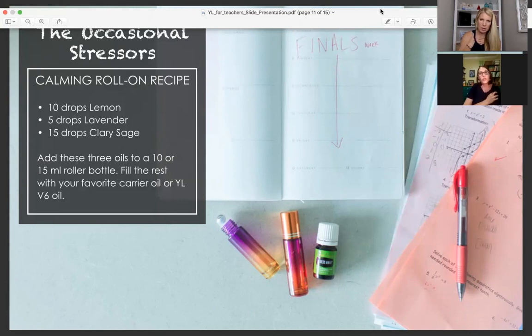For a diffuser, cut the amount down to 2 drops lemon, 2 drops clary sage, and 1 drop lavender. And that would be amazing to maybe, after the kids have left, diffuse that in the classroom while you're having to set up for the next day or grade papers.